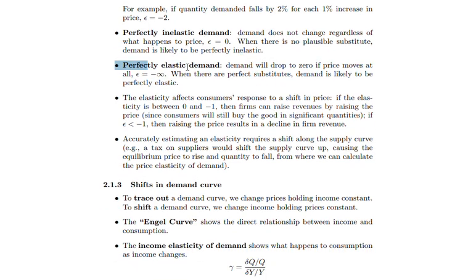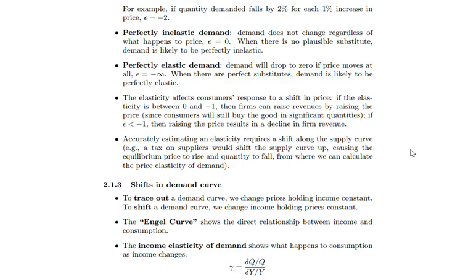Okay, on the other extreme we have perfectly elastic demand. Demand will drop to zero if the price moves at all. Epsilon equals minus infinity. When there are perfect substitutes, demand is likely to be perfectly elastic. The elasticity affects consumers' response to a shift in price. That means how sensitive the consumers feel about the price change.